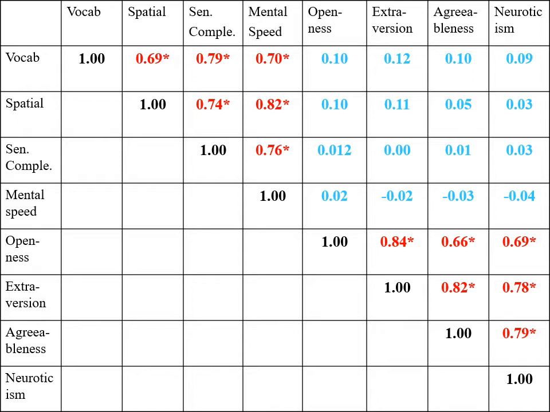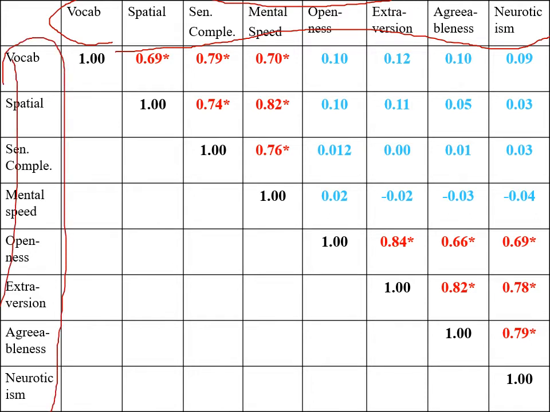So let me tell you how to read this. All right, here on the top you get each one of them in the row, and down here on the left you got each one of them in a column. Basically this tells you how each one intercorrelates with one another. Now vocabulary and vocabulary is obviously going to have a perfect correlation. The spatial and spatial reasoning is also going to have a perfect correlation, and so forth.